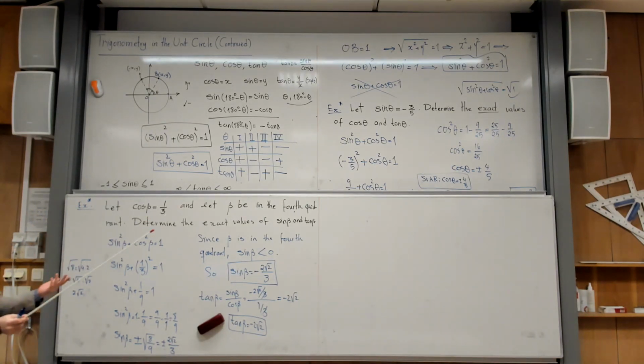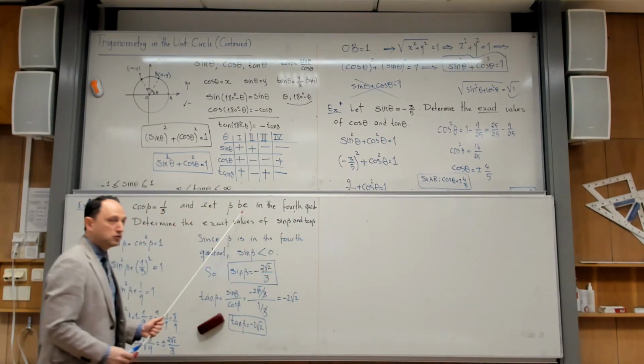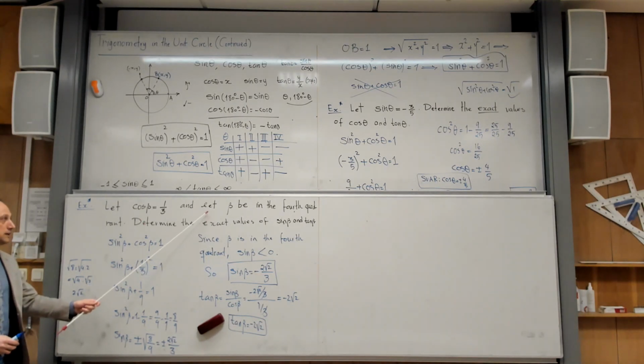Sometimes they might give you this question without specifying the quadrants, then you have to admit both of them. But sometimes they also specify the quadrant. Then in that case, if you write both of them, that is not correct.